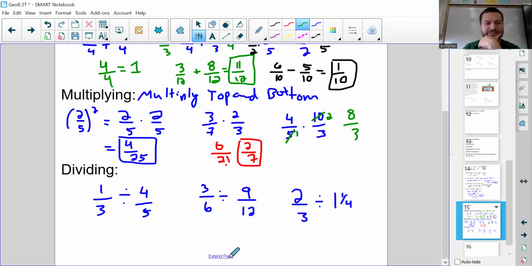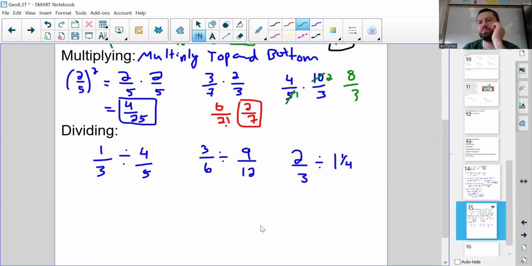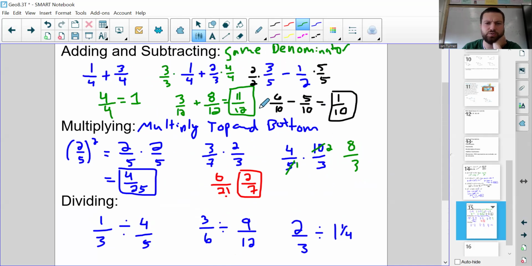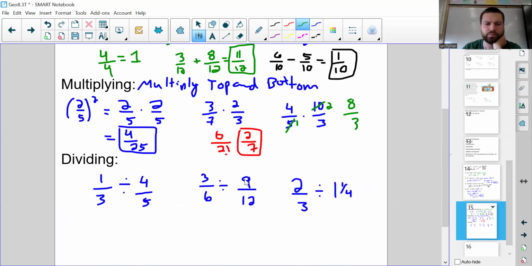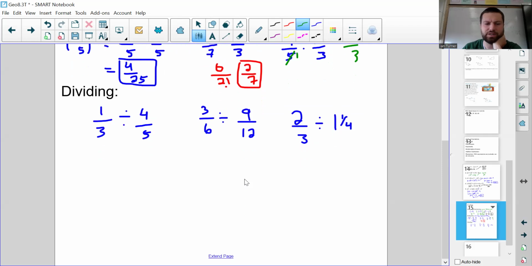All right, so our last one is division. And we did not see much of this in geometry this year. I don't know, it doesn't come up. We did some multiplying fractions. We did some adding or subtracting fractions, some simplifying stuff. But we didn't really see dividing by fractions.